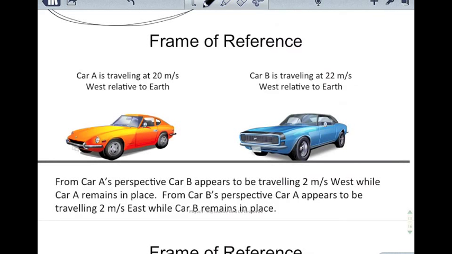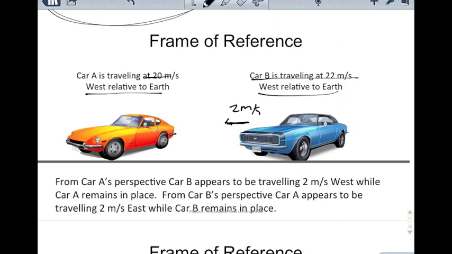Now, frames of reference relative to each other. If you have car A that's traveling at 20 meters per second west relative to Earth, and car B is traveling 22 meters per second relative to Earth, from car A's perspective, it looks like car B is traveling at 2 meters per second west. In other words, it looks like car B is creeping up at 2 meters per second on the orange car, because from the orange car's perspective, it looks like he's not moving at all.